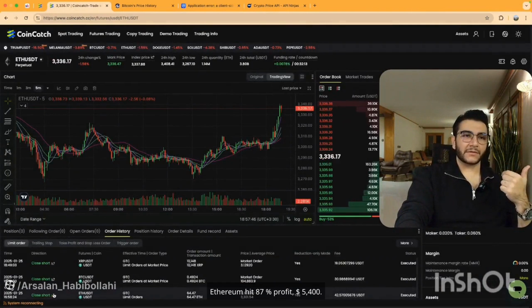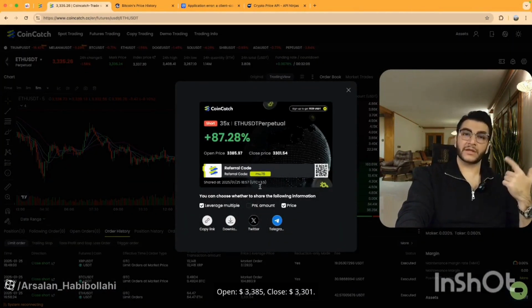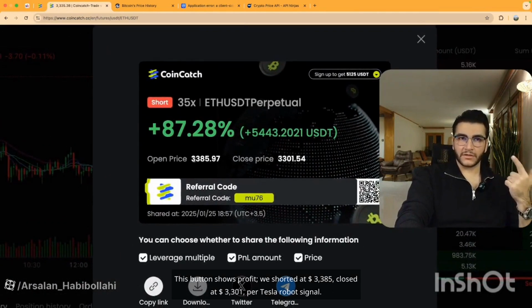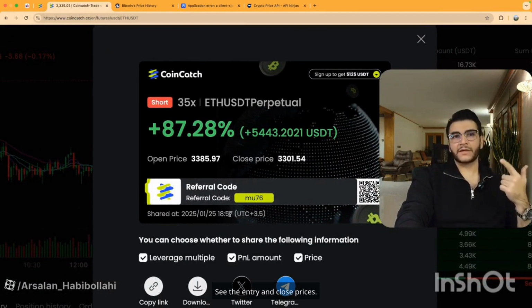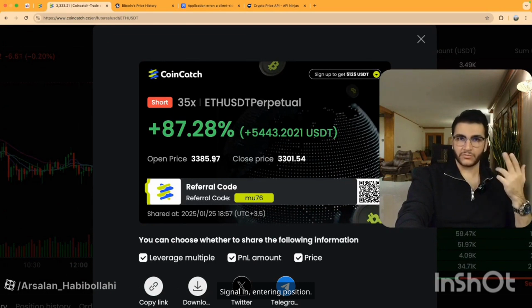Ethereum hit 87% profit, $5,400. Open, $3,385. Close, $3,301. This button shows profit. We shorted at $3,385 and closed at $3,301 per the Tesla robot signal. See the entry and close prices. With 35 leverage, we got 2% profit.